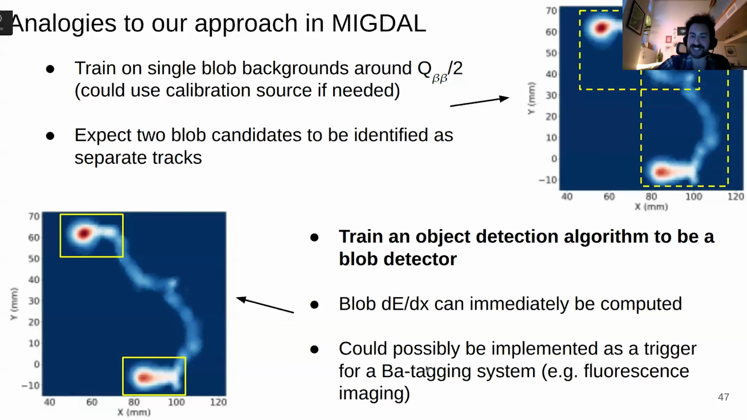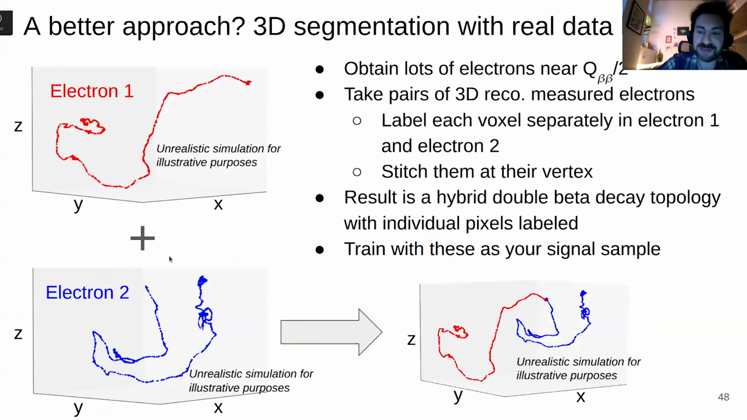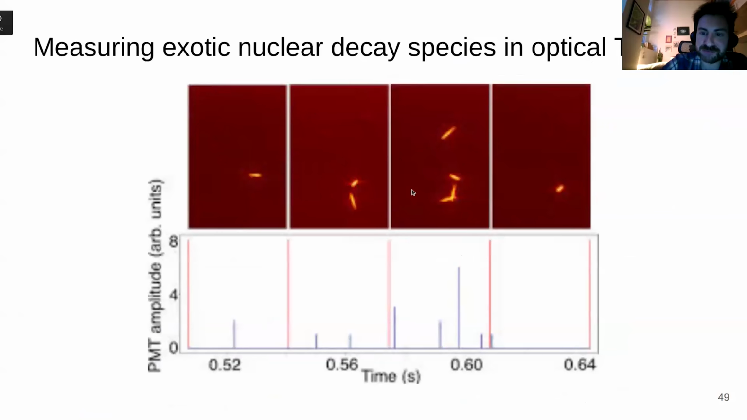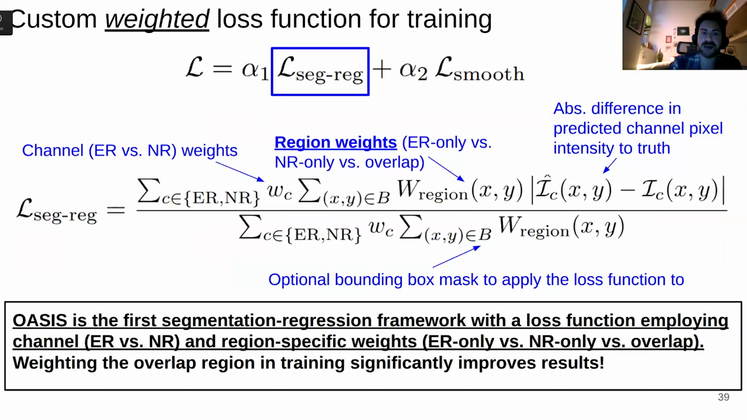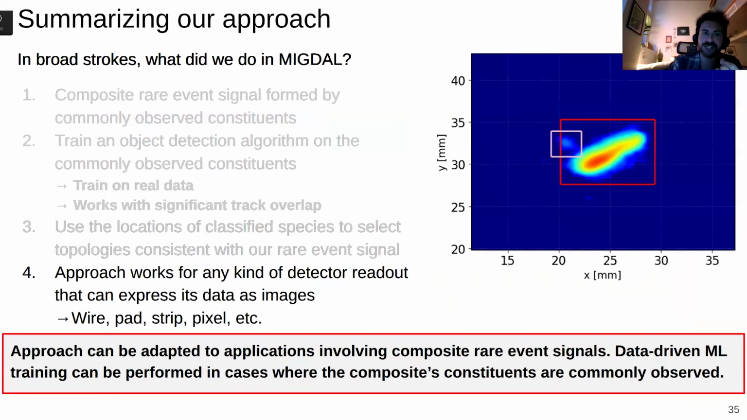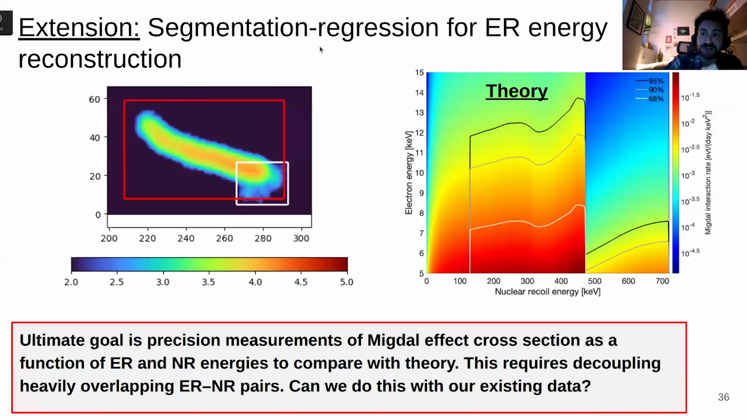I apologize that this is in the weeds. I don't have time to motivate this properly. But that's one example. There are other experiments that use optical TPCs to image exotic decays. Using this overlapping bounding box method can be a way to help you reconstruct decay vertices using image data. So those are two other examples where this can be used. What I want to talk about is one additional extension for Migdal, since that's what we've been focusing on.